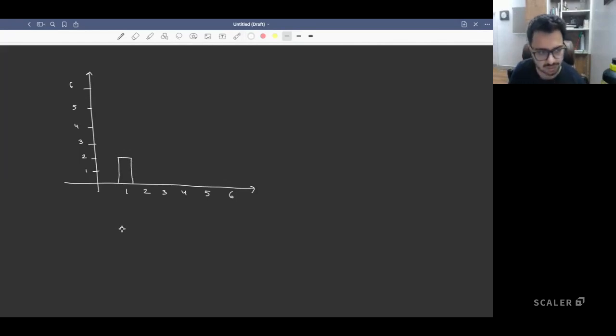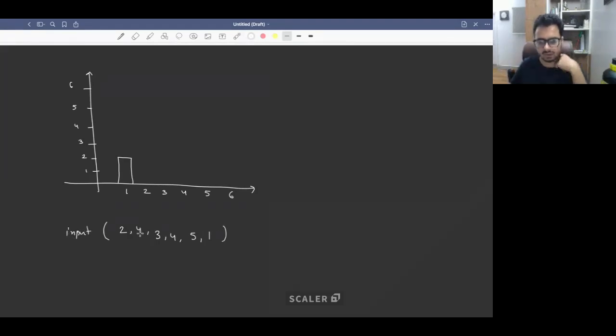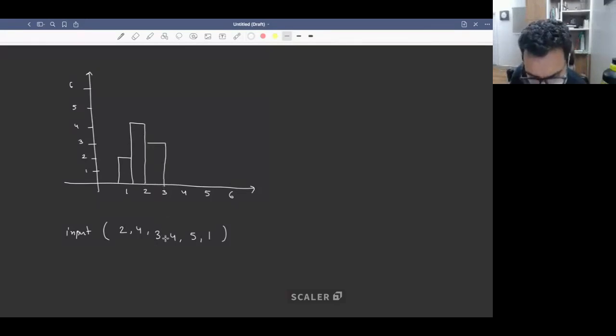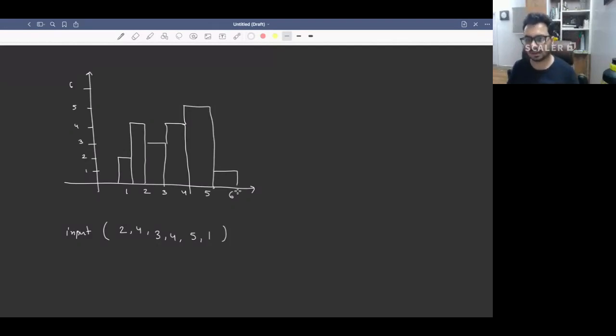So the array looks like 2, 4, 3, 4, 5, and 1. This is the input array given to us. So then I have a bar of height 4, which means it's like this. Bar of height 3, bar of height 4, bar of height 5, bar of height 1. I want to create the largest rectangle.